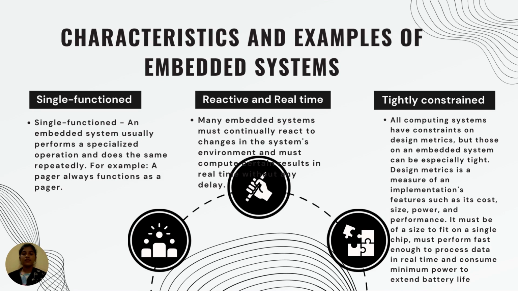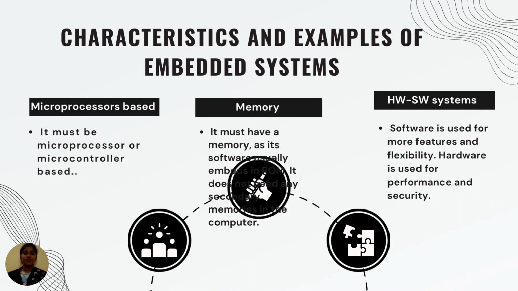Tight constraints. All computing systems have constraints on design metrics, but those on an embedded system can be especially tight. A design metric is a measure of an implementation's features such as its cost, size, power, and performance. It must be of a size to fit on a single chip, must perform fast enough to process data in real time, and consume minimum power to extend battery life.